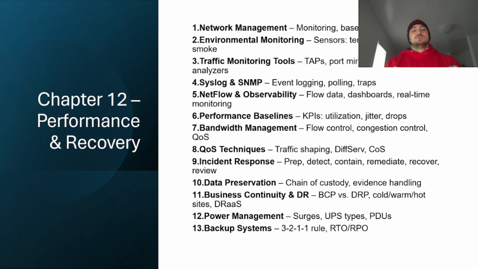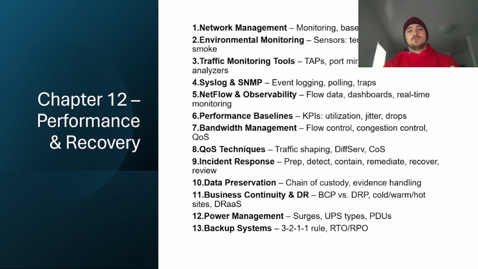And finally, on to Chapter 12, Performance and Recovery. We have network management, which includes monitoring, baselines, asset records. Then we have environmental monitoring, which includes sensors, many of which are temperature, humidity, flooding, and smoke. Then we have traffic monitoring tools like TAPs, port mirroring, and protocol analyzers. Then we have system logs and SNMP, which include event logging, polling, and traps.